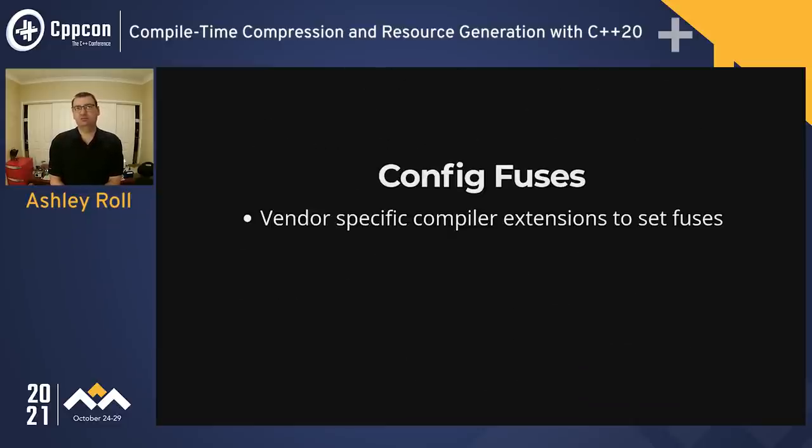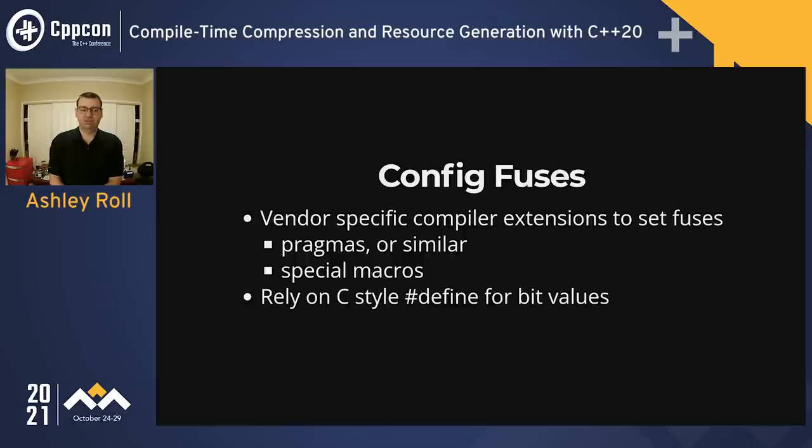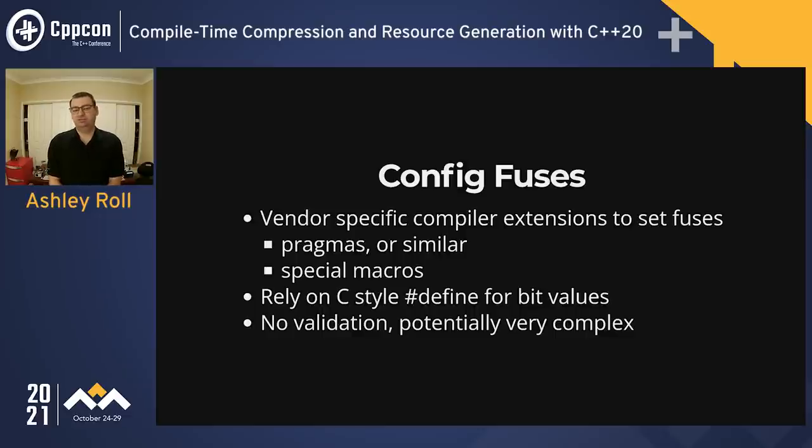Currently this is handled in compilers by vendor-specific extensions. Some of these are more directed to the way C is used quite a lot, but it's done the same way if you're using C++ in those environments. So there can be things like pragmas or similar magic variable equals magic number scenarios, special macros, and it relies quite heavily normally on C-style hash defines for bit values and things like that. As you can see, there's not a lot of opportunity for validation, and configuration is potentially quite complex. And indeed, some of the processor vendor tools have GUIs that work out the configuration for you and then provide that generated code so you can just include it into your project. But I think we can do better.